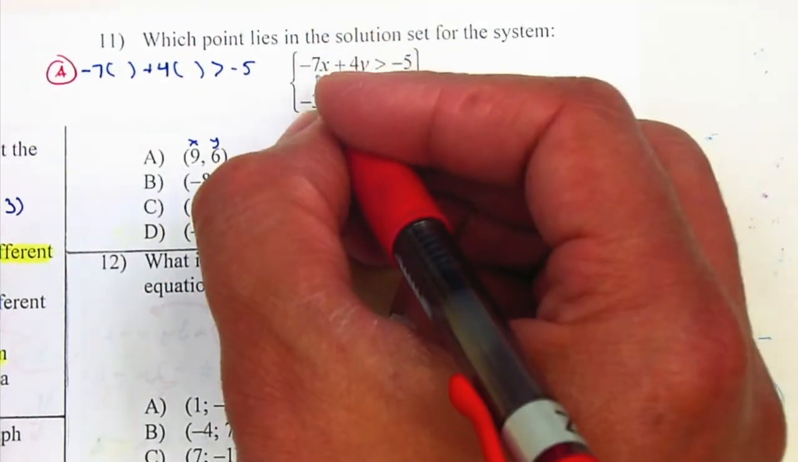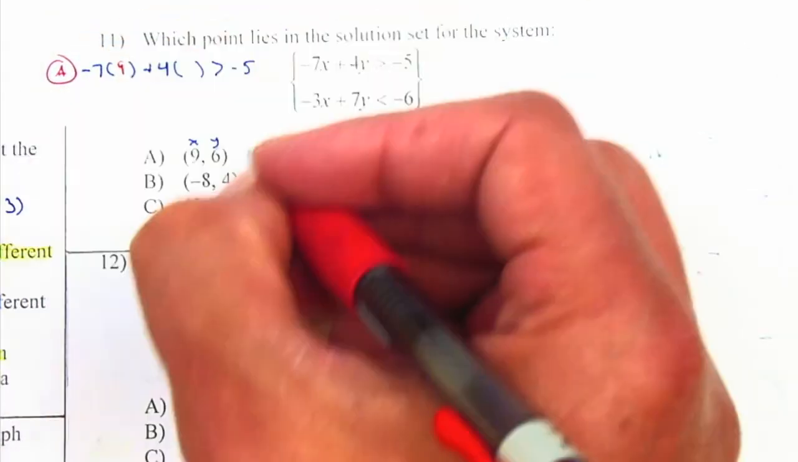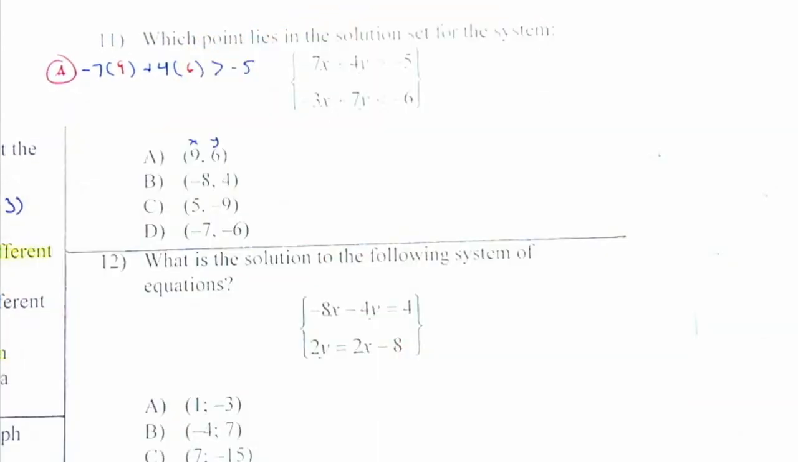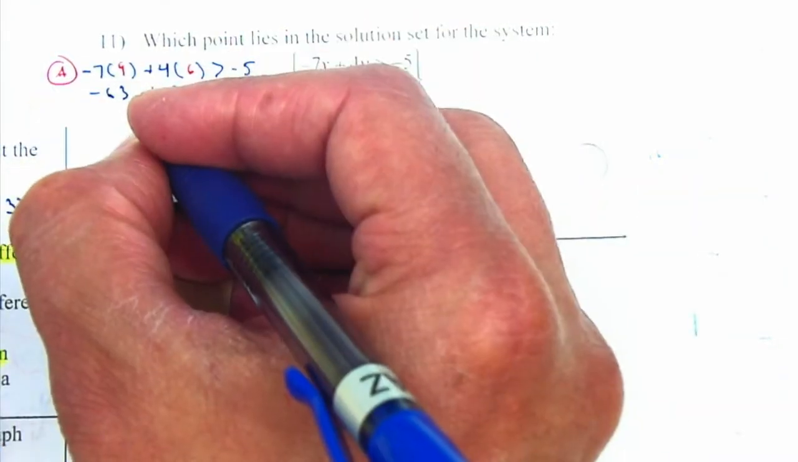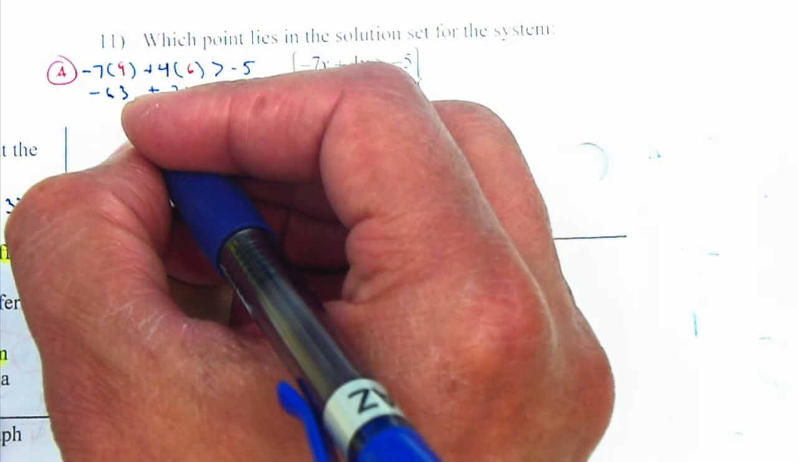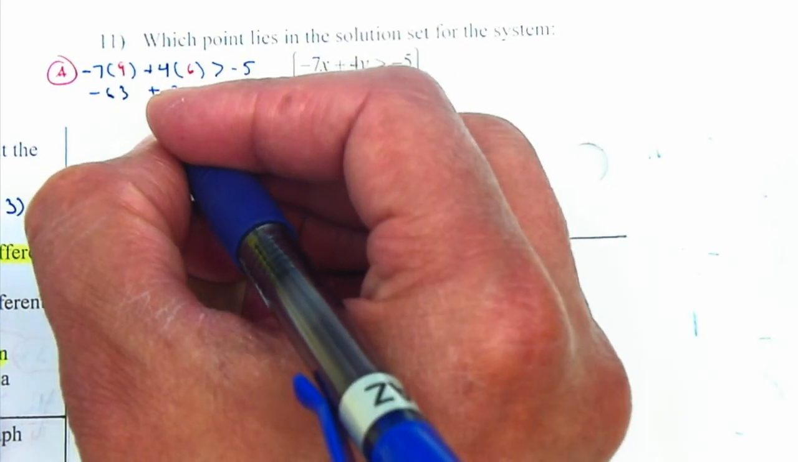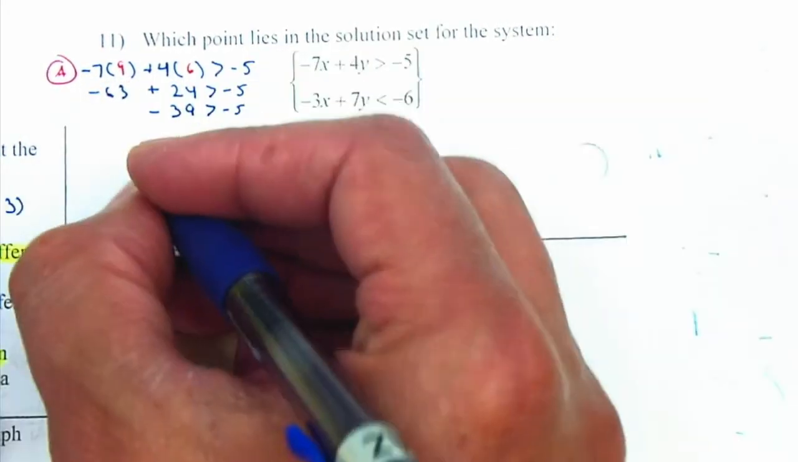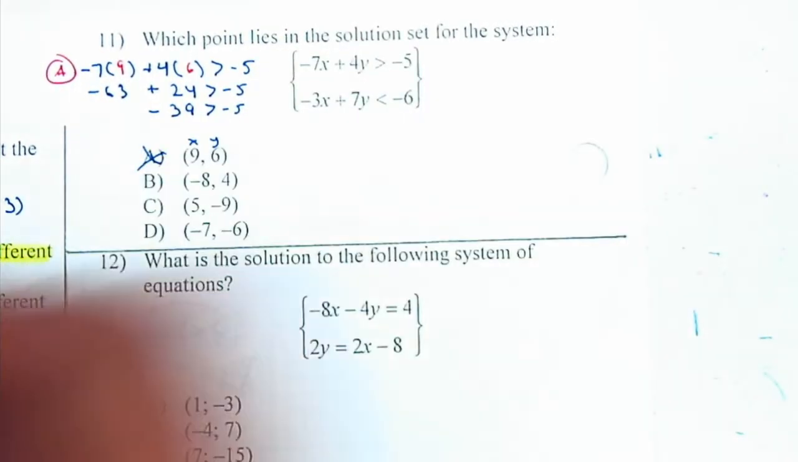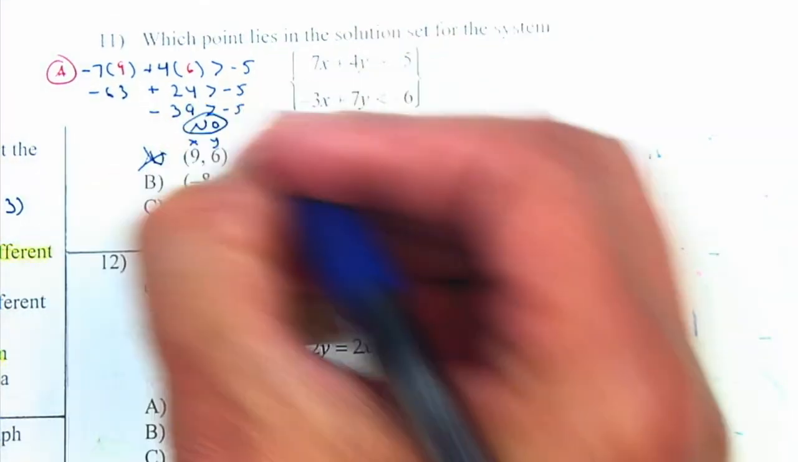So instead of the x will give me a 9, instead of the y will give me a 6. Negative 63 plus 24, is that greater than negative 5? That gives me negative 39. Is negative 39 greater than negative 5? No. It has to give you true on both.